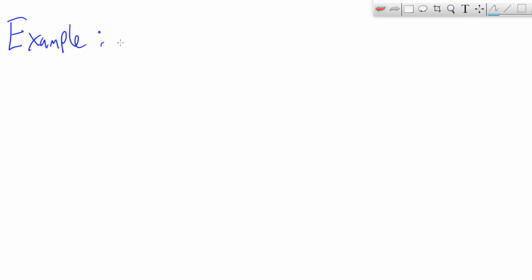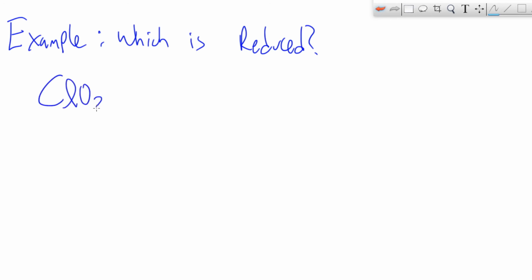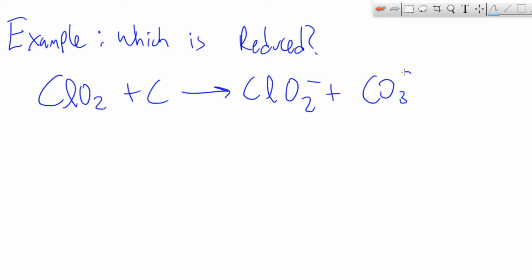So example, which is reduced. Okay, so here is an example then. ClO2 plus carbon going to, now these will obviously not be balanced, but we're just illustrating a point. ClO2 minus plus CO3 2 minus. All right, so we're going to be interested in either the chlorine or the carbon.